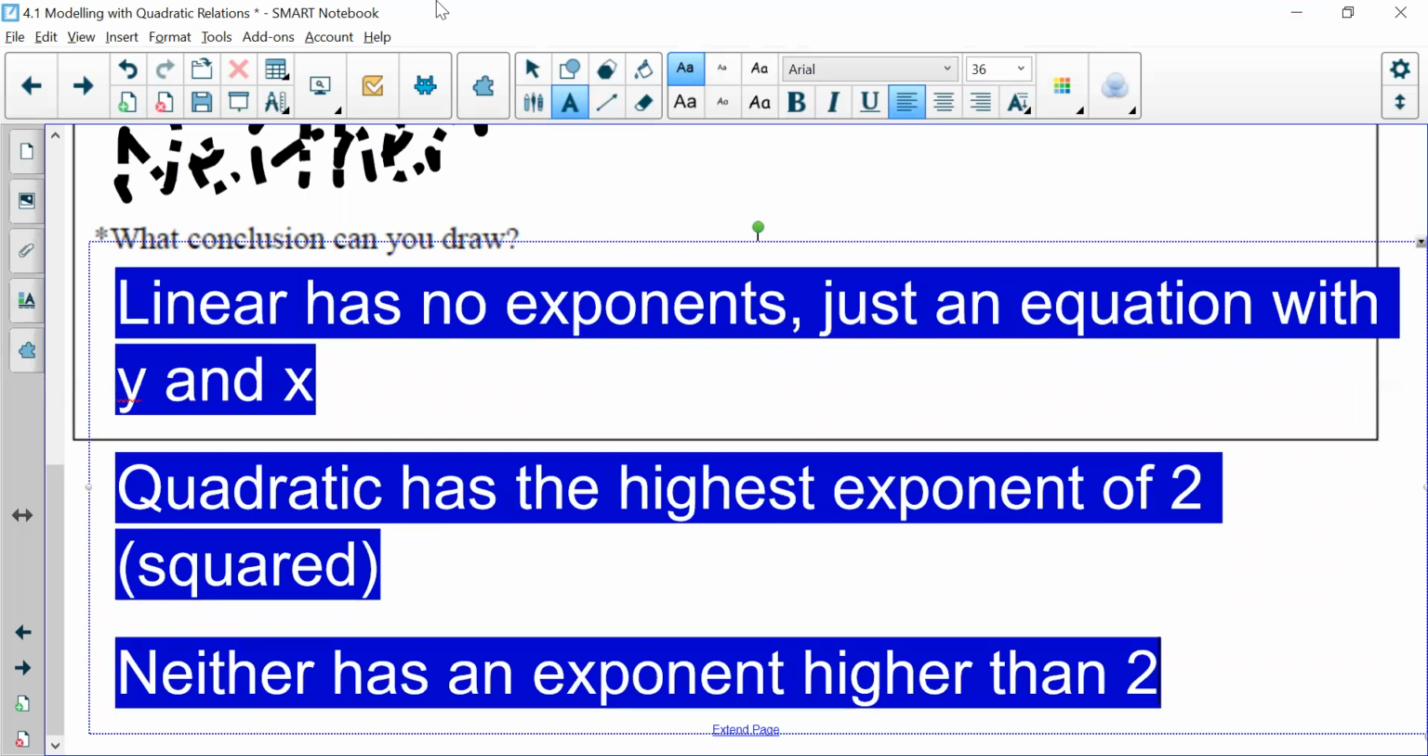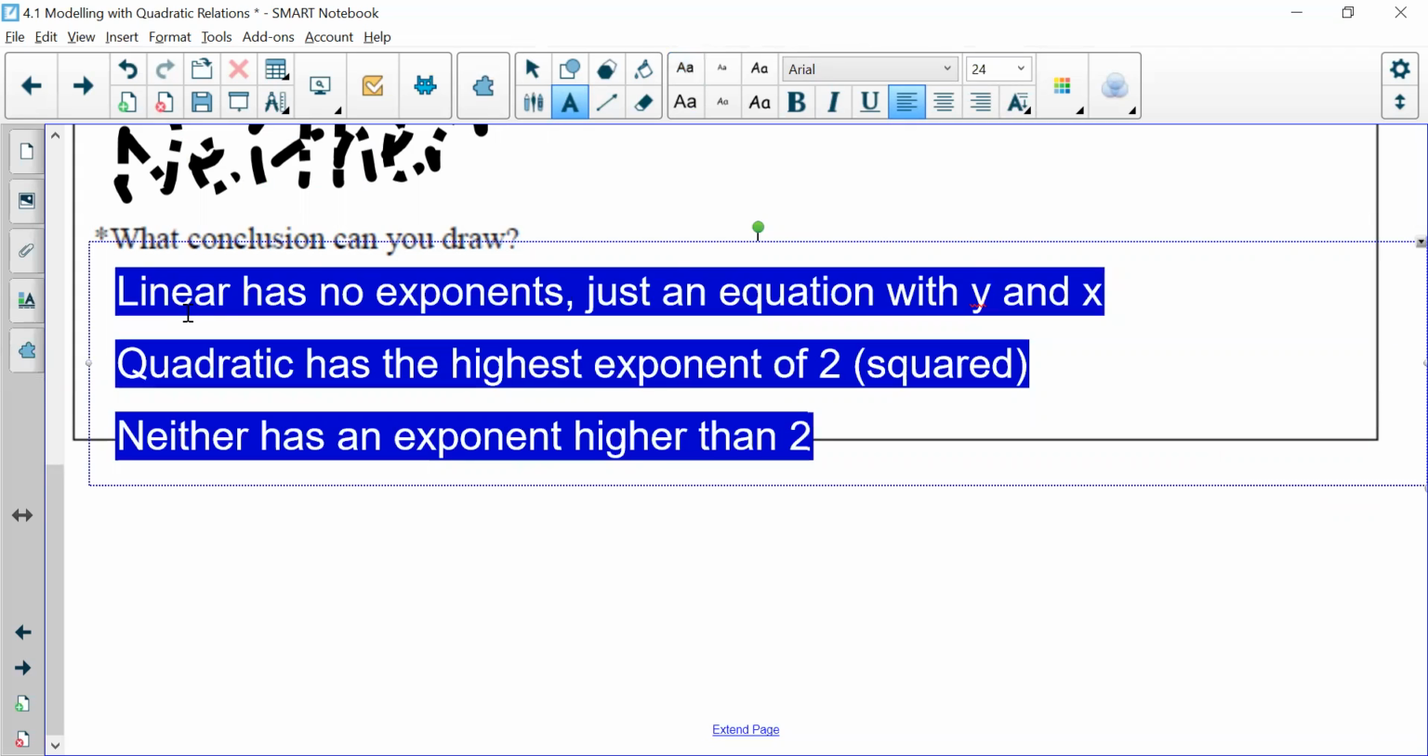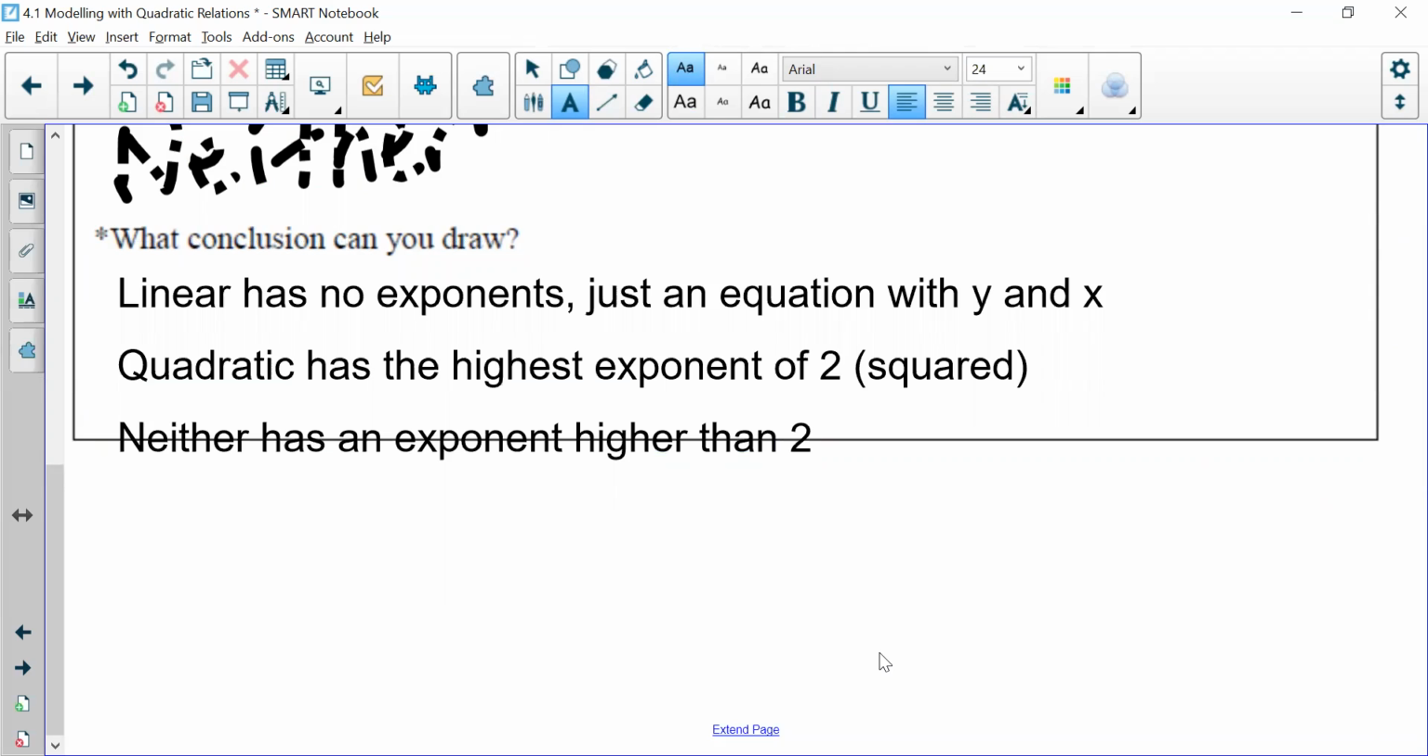All right, we're gonna play around with Desmos here just to make sure we have this solidly in our mind. What's the difference between them?